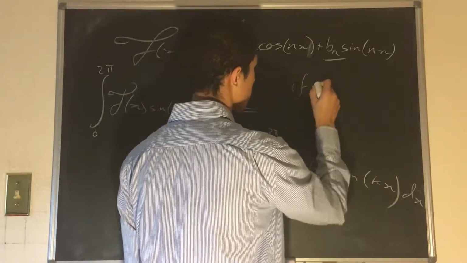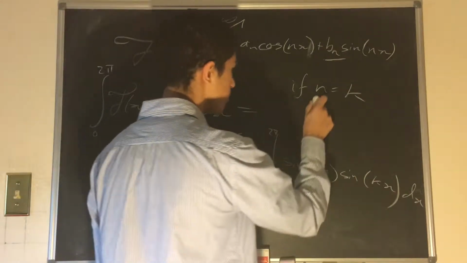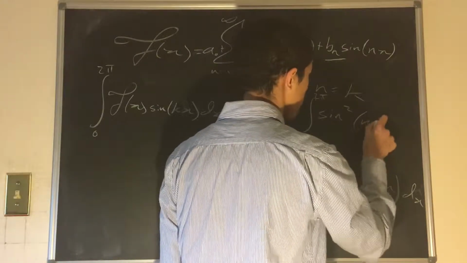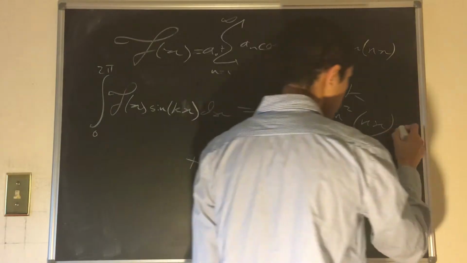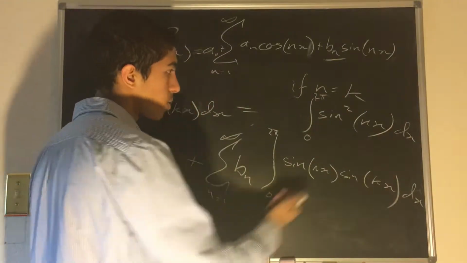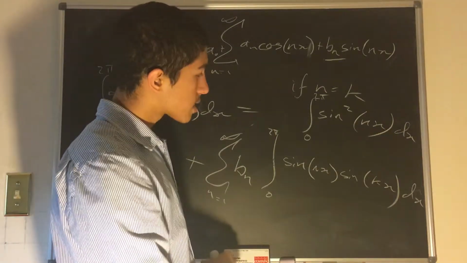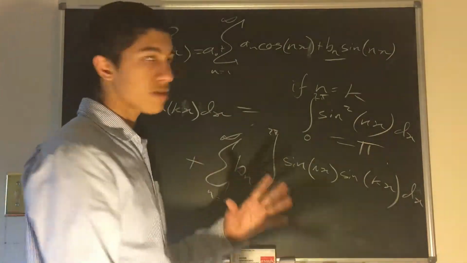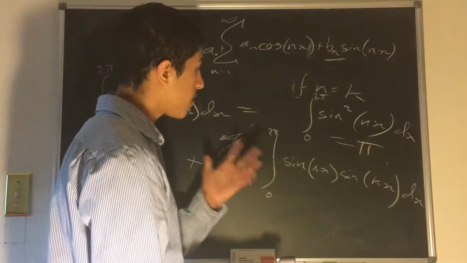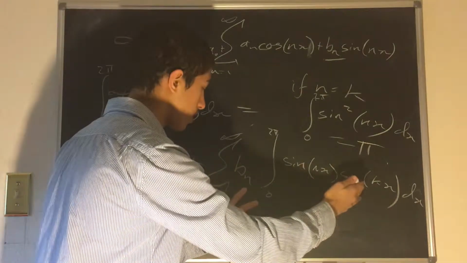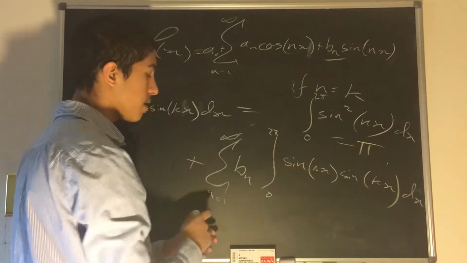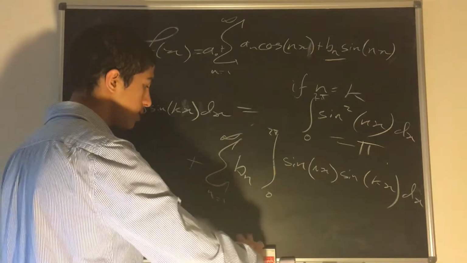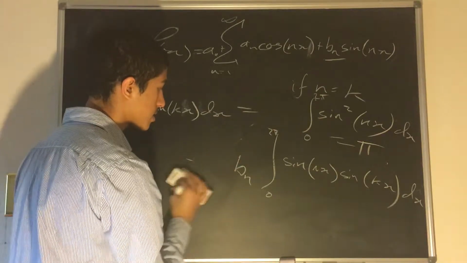So if n is equal to k, then you have the integral from 0 to 2 pi of sine squared nx dx, where n is some arbitrary integer, and then this is always going to equal pi. So for every other n that does not equal k, this integral evaluates to 0. So then the entire sum evaluates to 0 everywhere except for when n is equal to k. So this entire sum from n equals 1 to infinity is invalidated, and we only look at the case for n equal to k.